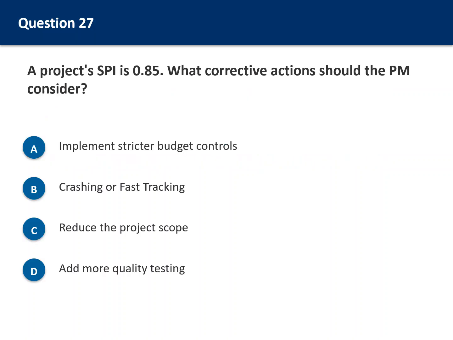Question 27. A project's SPI is 0.85. What corrective actions should the PM consider? Option A. Implement stricter budget controls. Option B. Crashing or fast tracking. Option C. Reduce the project scope. Option D. Add more quality testing. Consider what SPI less than 1 indicates.